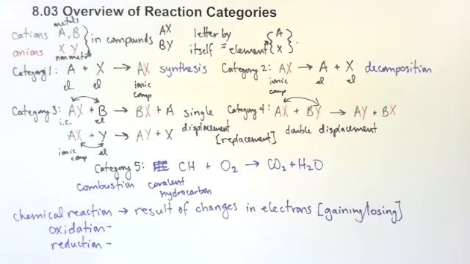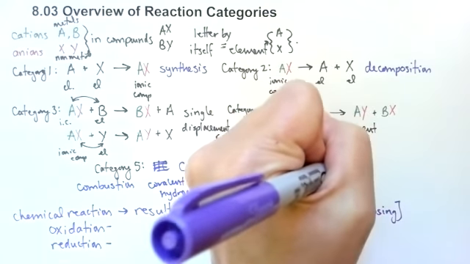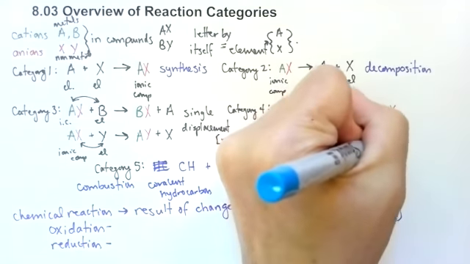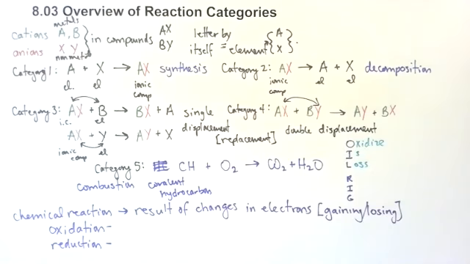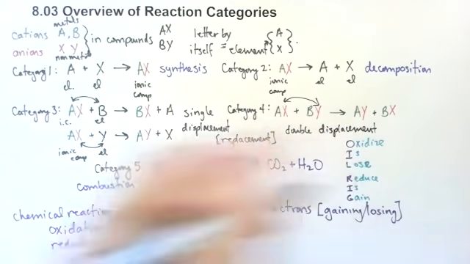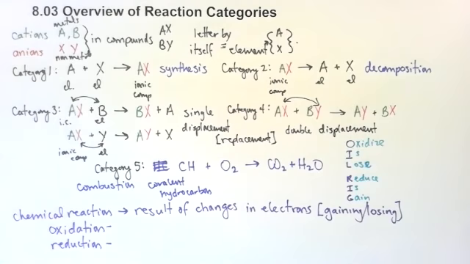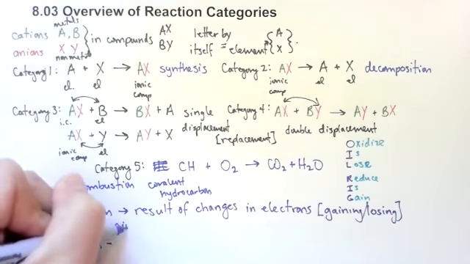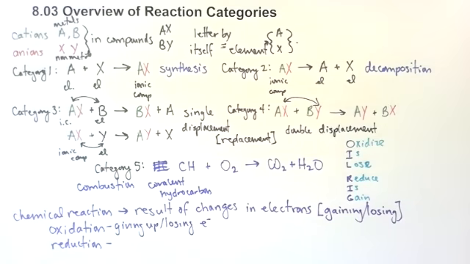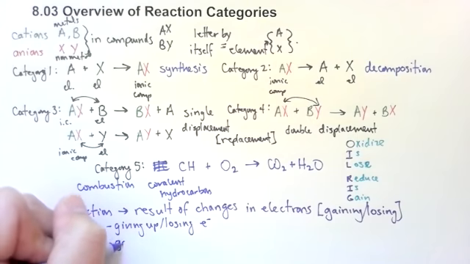To help you remember, we're going to use a term: OIL RIG. Oil rig, like out in the ocean that pumps the oil out. If you use this mnemonic, OIL RIG stands for: Oxidation Is Loss, Reduction Is Gain. So oxidation is losing electrons or giving up electrons. Remember, e negative is electrons. Reduction is actually gaining electrons.